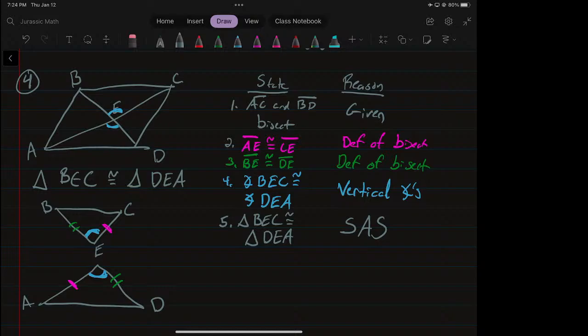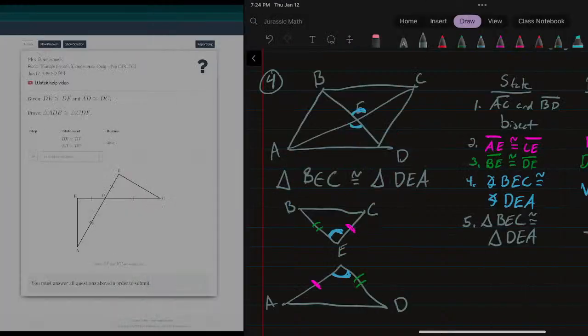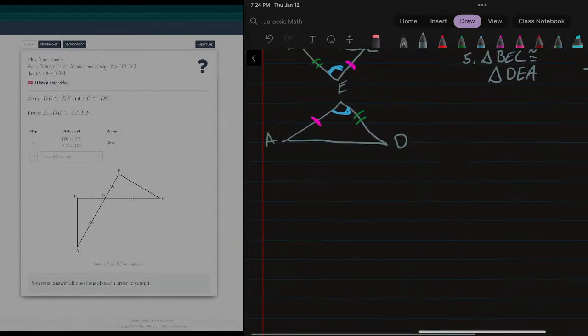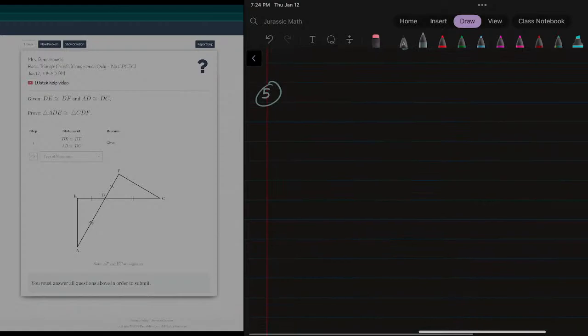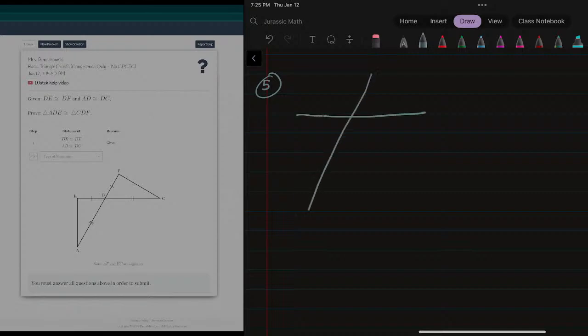All right, so let's go back to the iPad and Delta Math screen. So here's my next problem. Number 5. All right, this is a very common one that I see a lot on Delta Math. So, like always, the first step I'm always going to do, draw a picture. It does not have to look 100% identical. Oh, there's no B in this one. A, E, D, F, C.